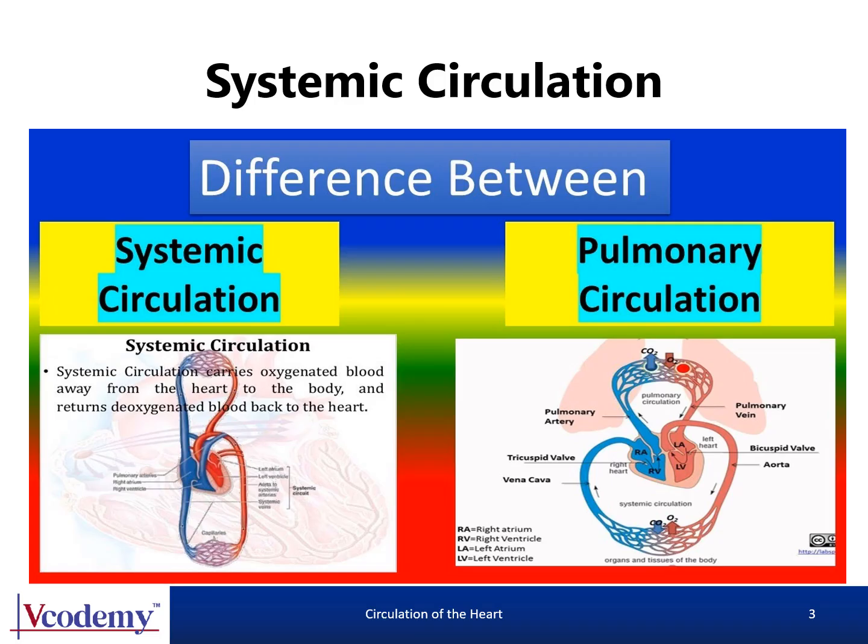So you can see in the slide, systemic circulation. This is the pulmonary circulation. Systemic is where blood flows from the heart into the various body parts, whereas pulmonary circulation is where blood flows from the heart to the lungs and from the lungs to the heart.